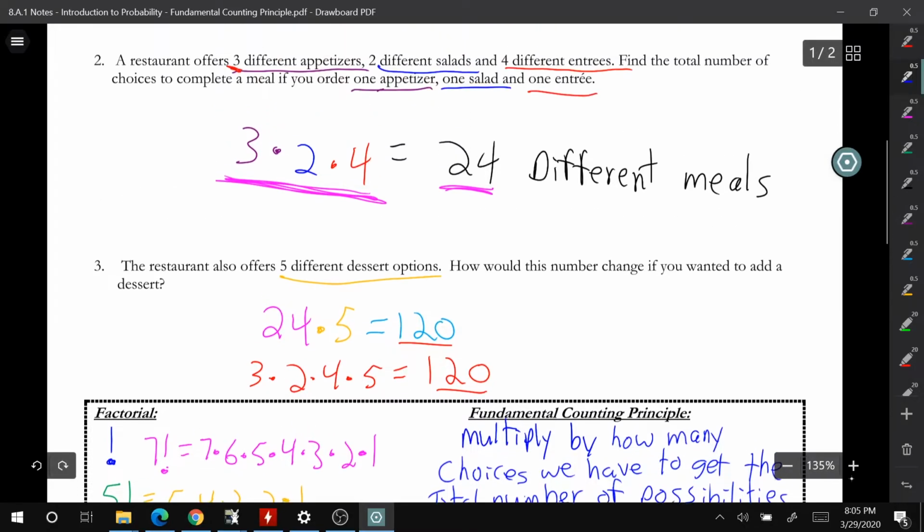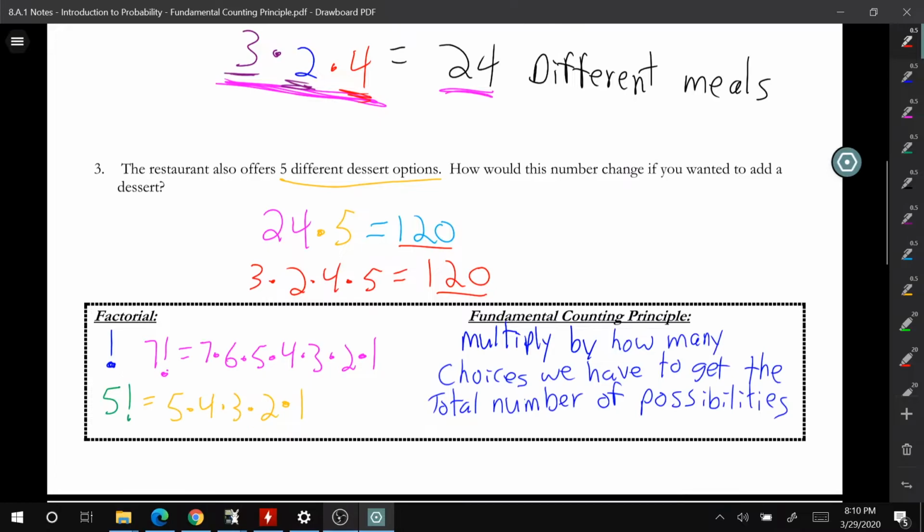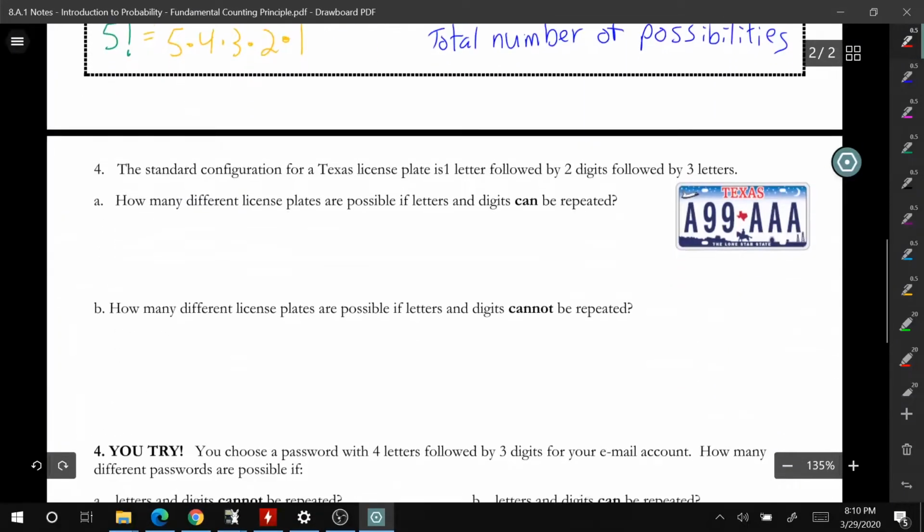So like when we were talking about the restaurant in number 2, we had 3 different appetizers, 2 different salads, and 4 entrees, and the problem says I'm going to take one of each, so I multiply the number of appetizers times the number of salads times the number of entrees. So that's, in a nutshell, what the fundamental counting principle is. All right, let's look at the next page.